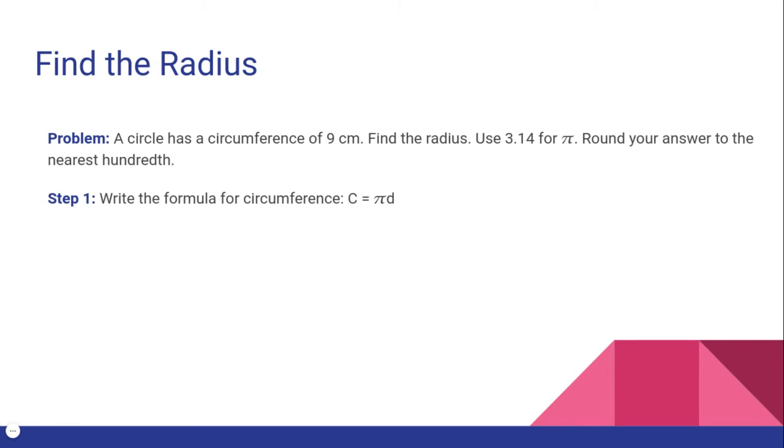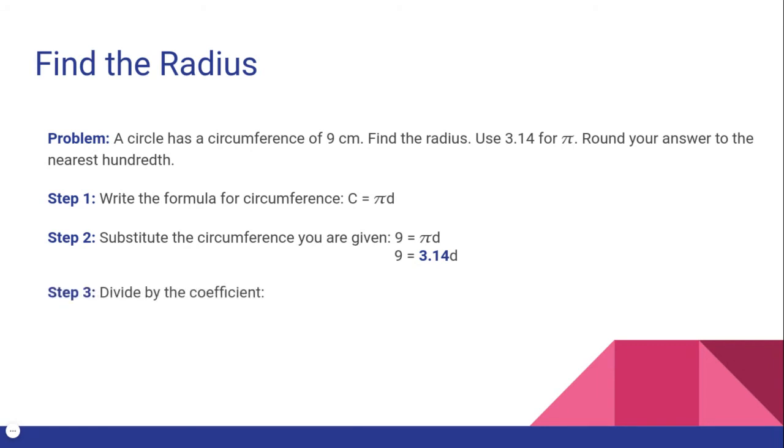So when you write the formula, you should have C equals pi d. You're going to substitute the circumference. We're given a circumference of 9. So our equation now is 9 equals pi d. We're given a value of 3.14 for pi. So when I substitute that in for pi, my equation now says 9 equals 3.14 d.